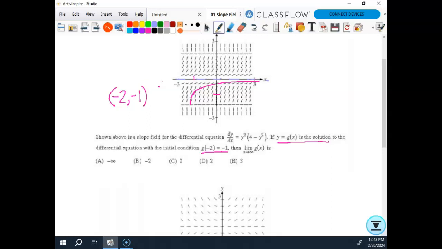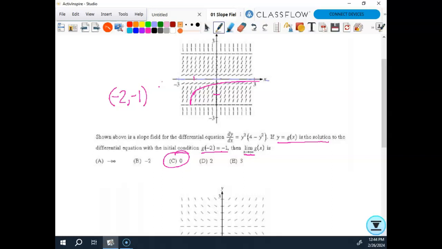So the limit of g of x as x approaches infinity is what? 0. As x goes to infinity, y is approaching 0. My answer is C. So it looks all scary and intimidating, and it's really not that bad. You can't get real crazy with the slope fields, okay? They should be fairly simple questions when you have to do that.